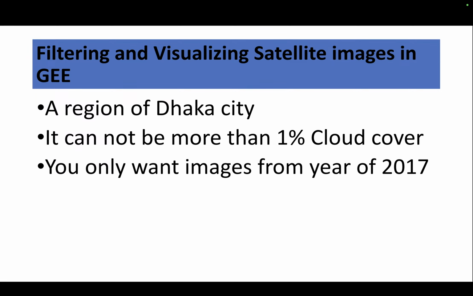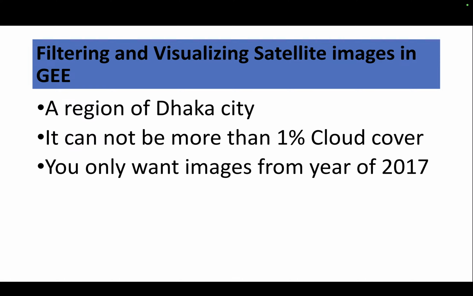The third factor is a specific time period. Suppose I need the image in the year 2017, month of January. Or I need the image in the year 2017, summer season, rainy season or winter season. So when you filter your satellite imagery, it can be Landsat or Sentinel, both are the same process.